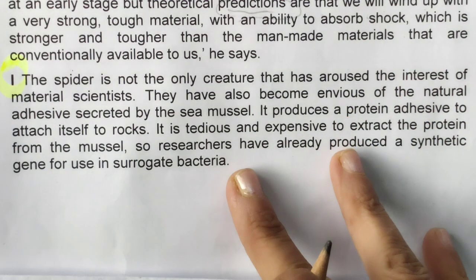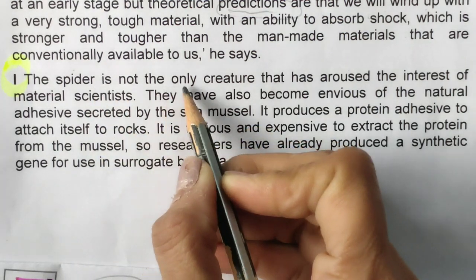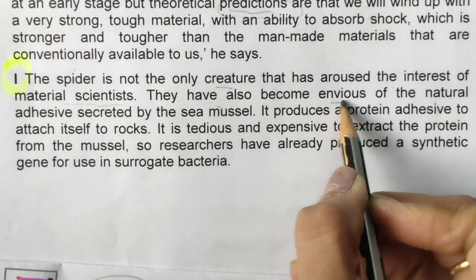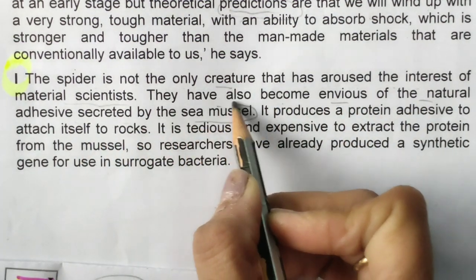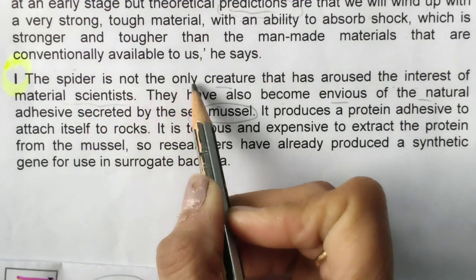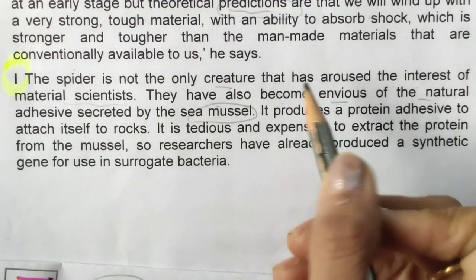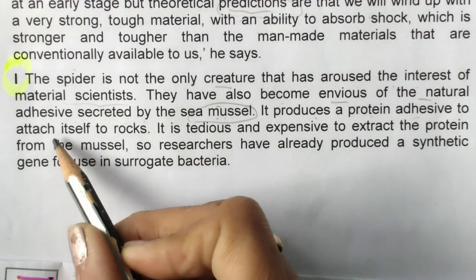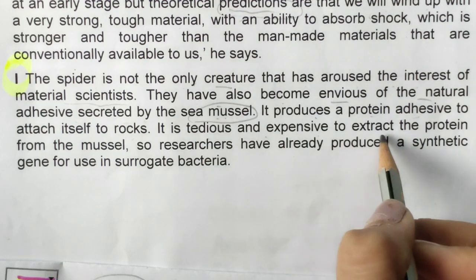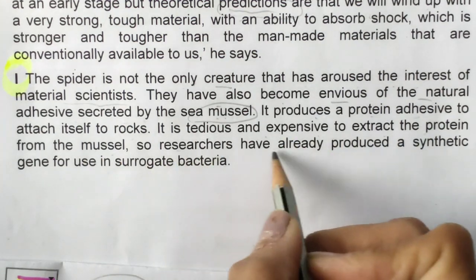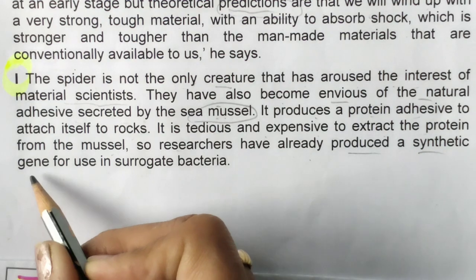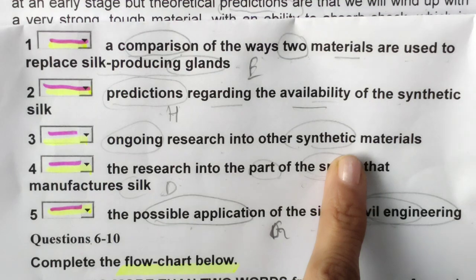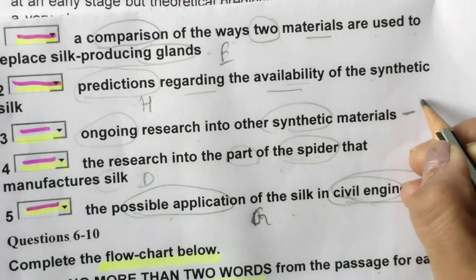Let's read this again. The spider is not the only creature that has aroused the interest of material scientists. They have also become envious of the natural adhesive secreted by mussels. They are saying the spider is not the only creature that will create synthetic material; in fact, this is also being talked about. It produces a protein that attaches itself to rocks. It is tedious and expensive to extract the protein from mussels, so researchers have already produced a synthetic gene for use in surrogate bacteria. So ongoing research into other synthetic materials we can easily match with the last one, I.